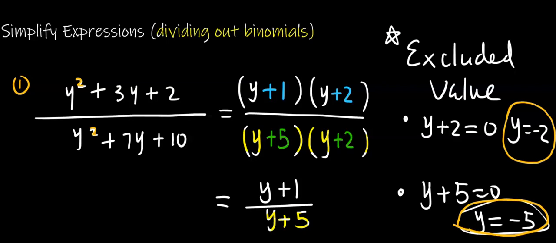This is how we use the strategy called dividing out binomials to simplify rational expressions and also consider their excluded values.